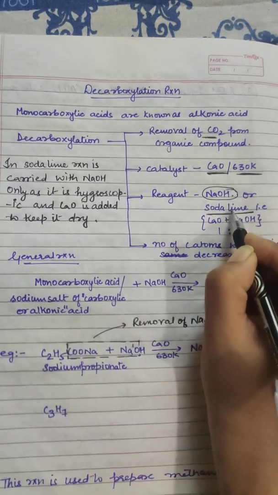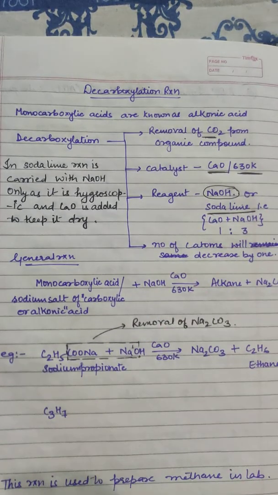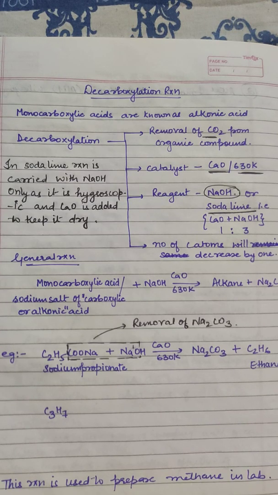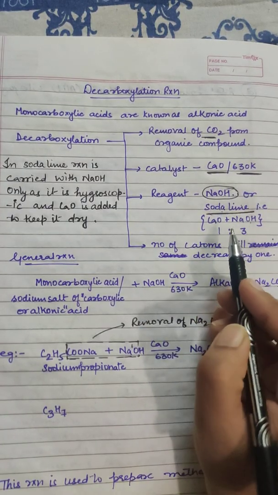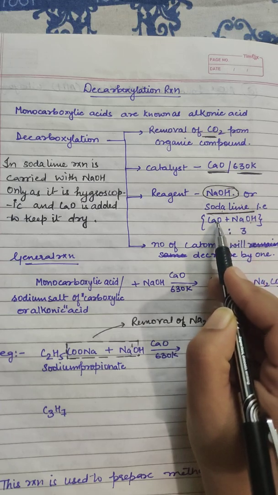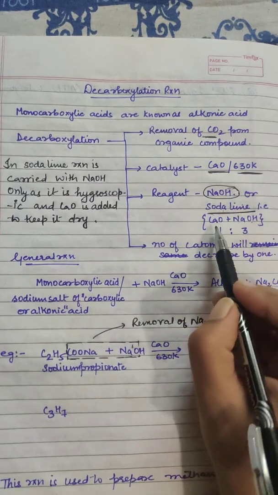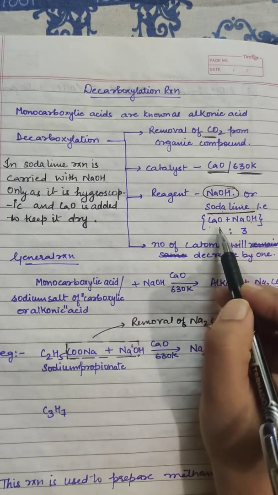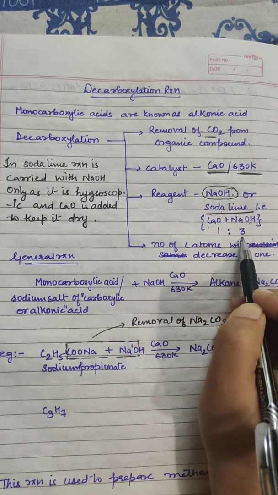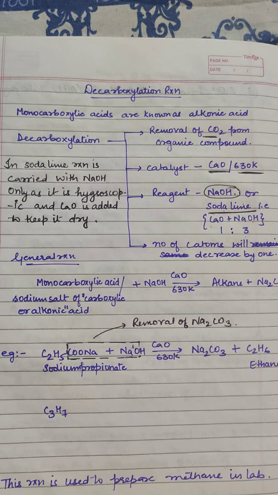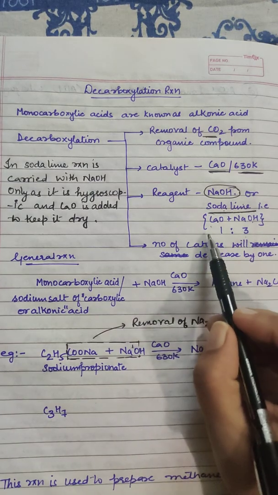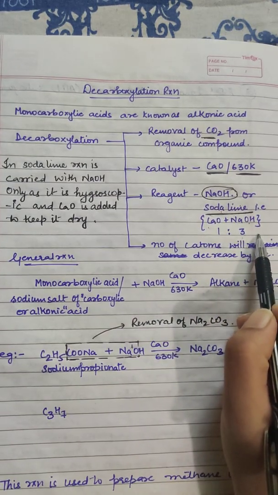Why are we calling it soda lime? Because we are using CaO along with NaOH. So CaO plus NaOH gives you soda lime, and the ratio between the two, that is the quantity of CaO should be 1 and NaOH should be 3. So 1:3, like 1 ml is to 3 ml. This is the quantity which we are going to use for the reaction. Generally it is a ratio by mass, 1:3 by mass.